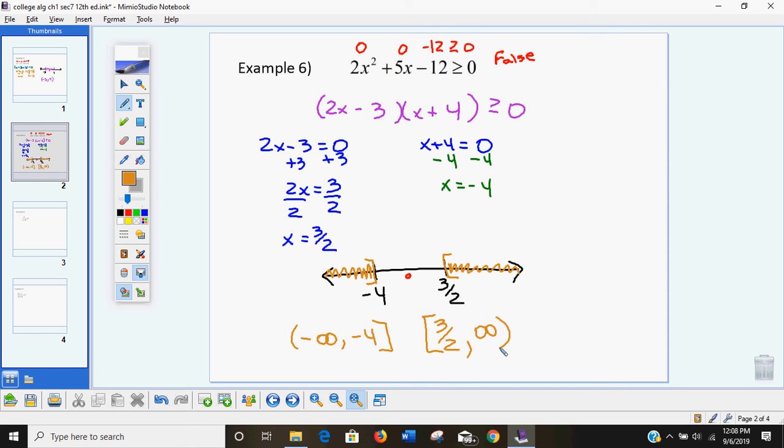Now, because I have two parts to this answer, two parts that were shaded, I have to put a U in the middle. And what that does is it tells the person looking at interval notation that those are united on one graph. It's a set. This one on the left works, and so do these on the right. So you put the U in the middle to show that they're all part of the answer.